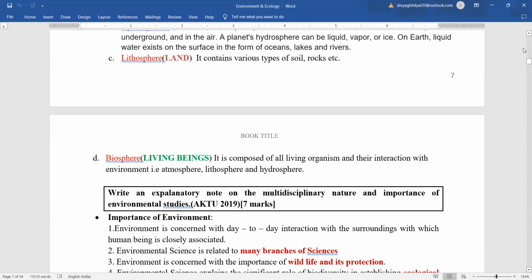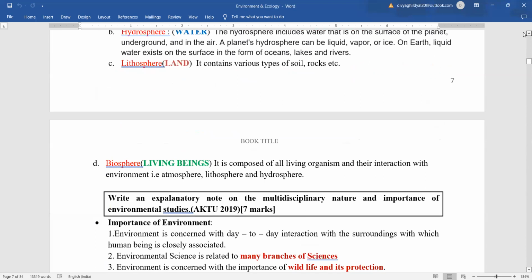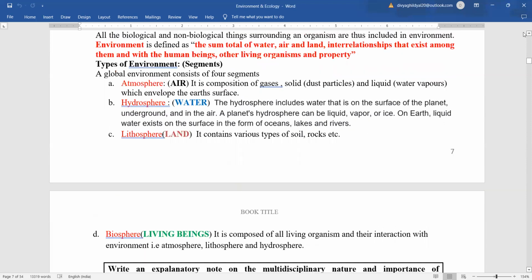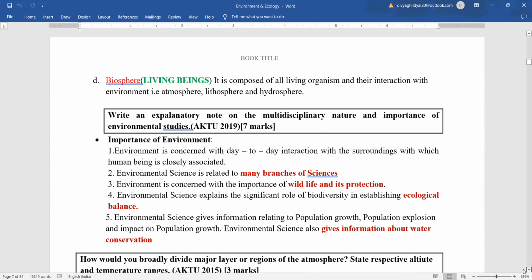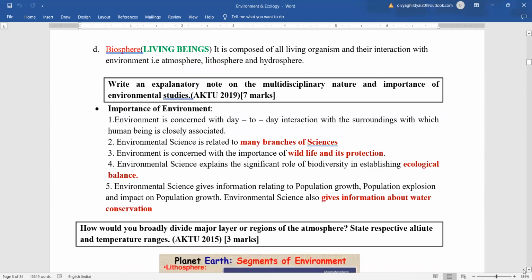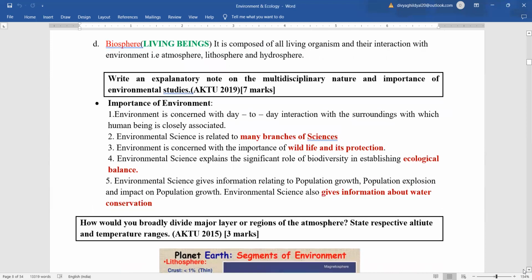Have a look at all the four terms which are being judged under the heading of types of environment. They all consist of the word sphere: atmosphere, hydrosphere, lithosphere, biosphere. So they are also known as the four spheres of the earth, coming under the broad heading of environmental studies.